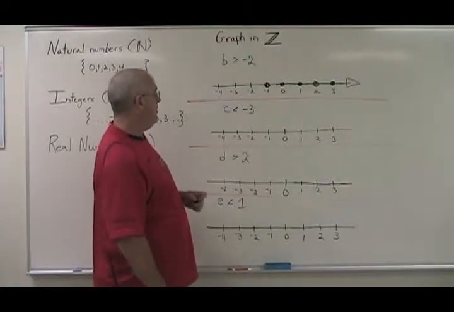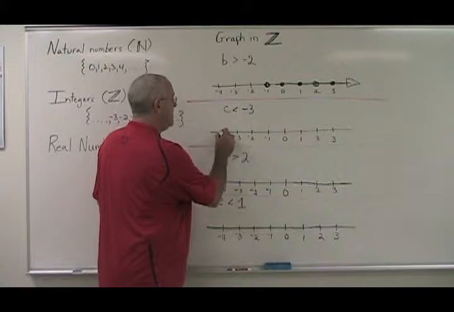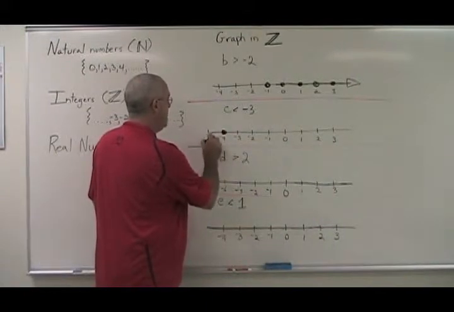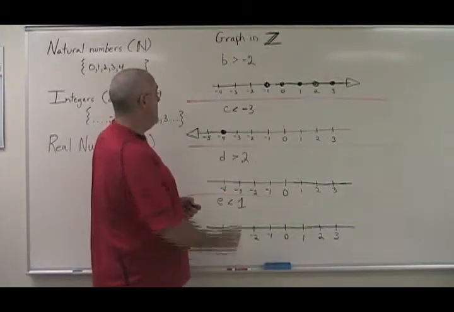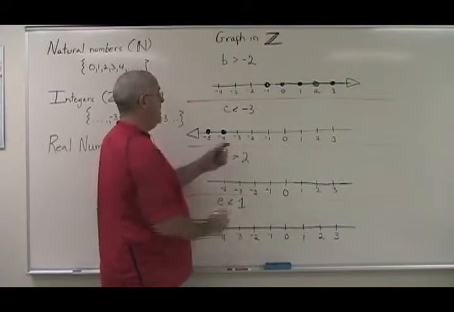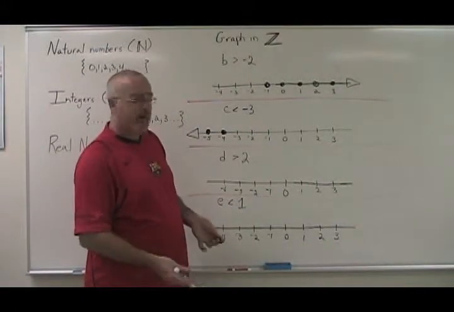C less than negative 3. Negative 4 is less than negative 3. So is negative 5. And continuing onwards forever in the negative direction. But I cannot include negative 3 because it is not less than itself.